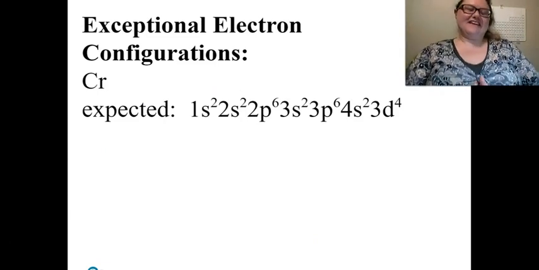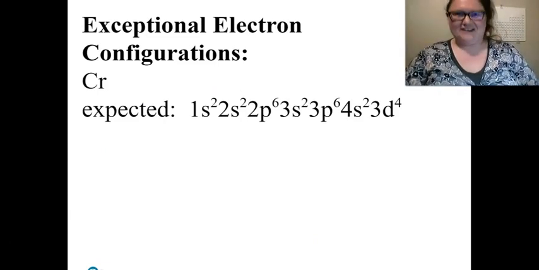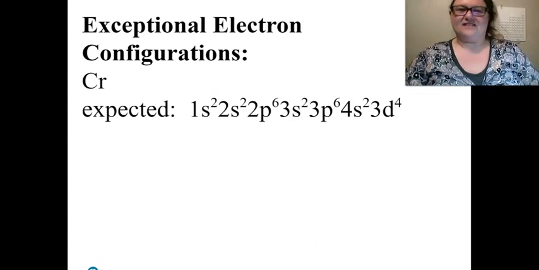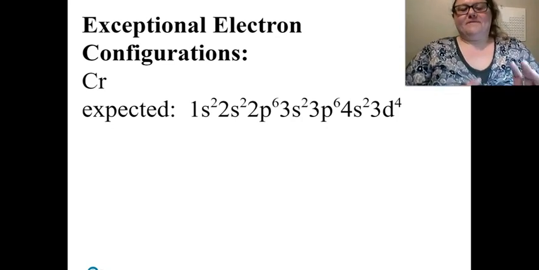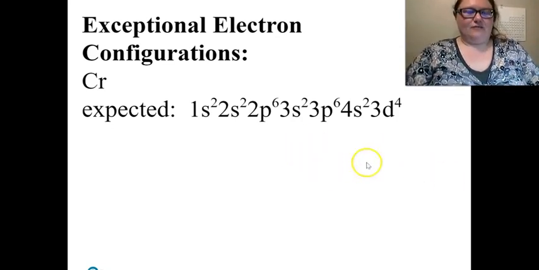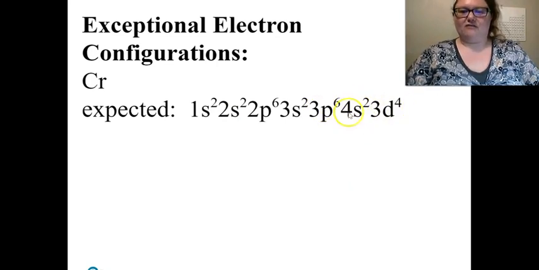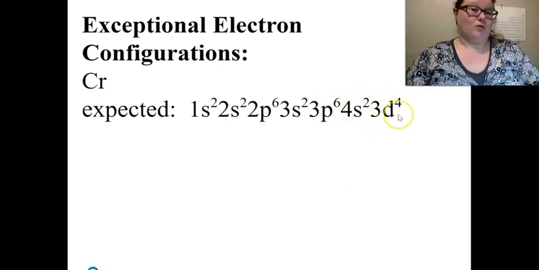Of course, there are exceptions to this rule, right? So let's talk about when this occurs. Find chromium on your periodic table. It's a transition metal. Okay, so you would expect that from where chromium is, this would be the configuration: 4s2, 3d4, right?